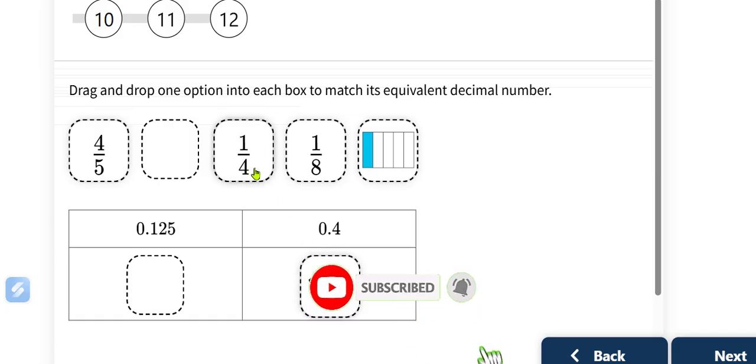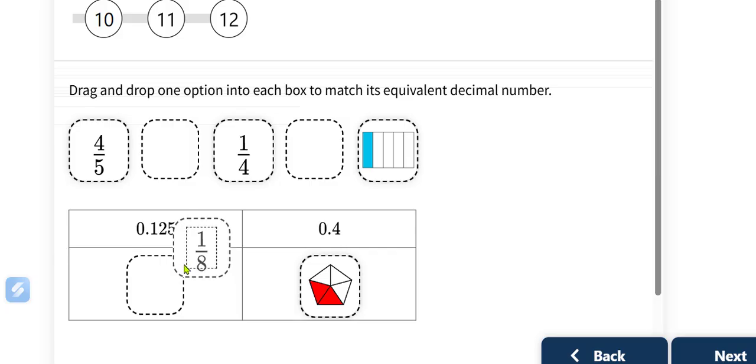If you divide 1 by 4, it's 25%, which is 0.25. And this is half of this one, which is 12.5% or 0.125. Now here this is 1 out of 5, simply 20%, which is 0.2.